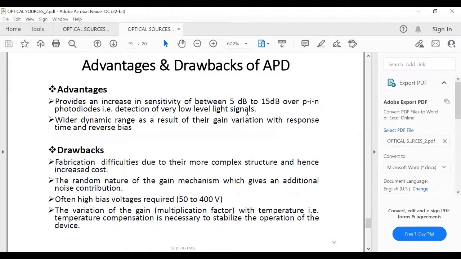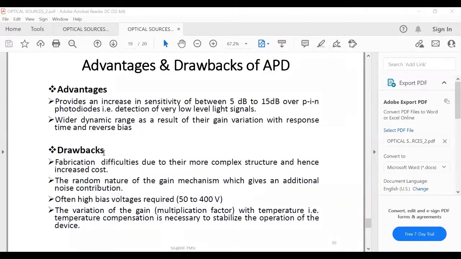Now there are certain advantages and drawbacks of this avalanche photodiode. Advantages: it provides an increase in sensitivity over the pin photodiode, for detection of very low level light signals, and second, a wider dynamic range as a result of their gain variation with response to time and the reverse bias.